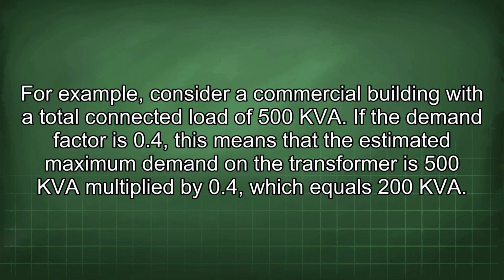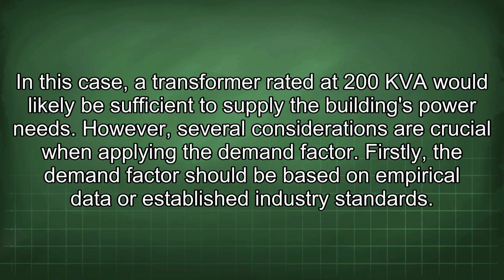For example, consider a commercial building with a total connected load of 500 kVA. If the demand factor is 0.4, this means that the estimated maximum demand on the transformer is 500 kVA multiplied by 0.4, which equals 200 kVA. In this case, a transformer rated at 200 kVA would likely be sufficient to supply the building's power needs.